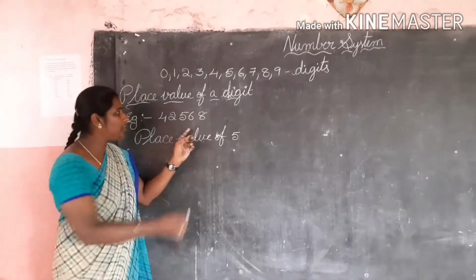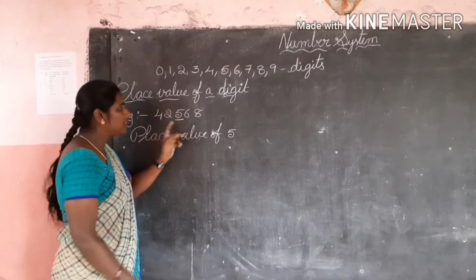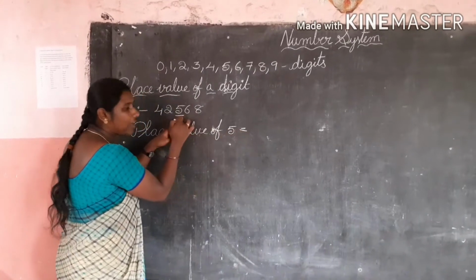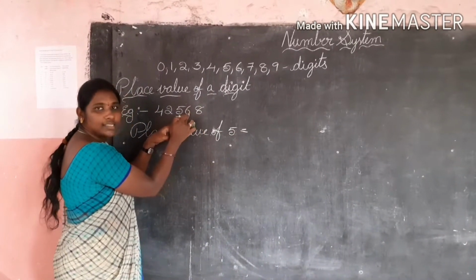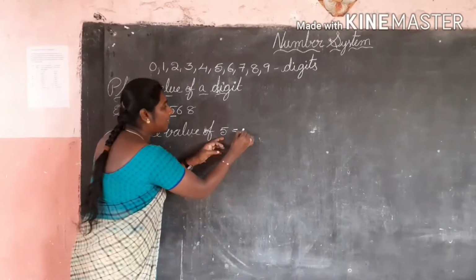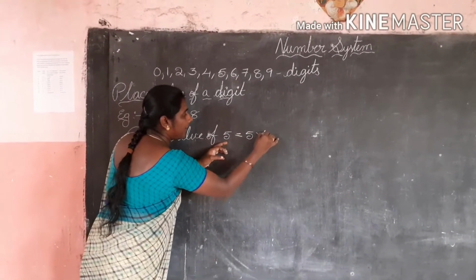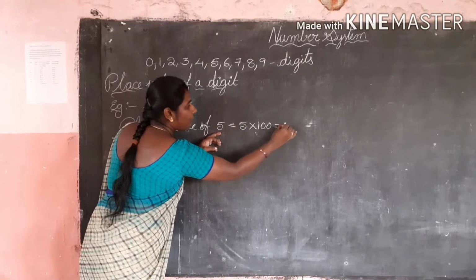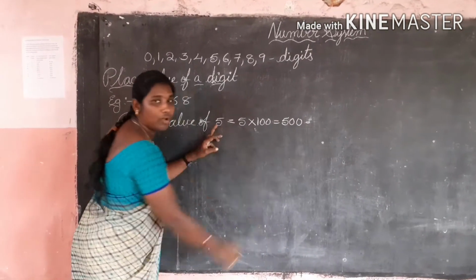Suppose we have to find the place value of 5. The 5 is in the ones, tens, hundreds places. The 5 is in the hundreds place. We multiply the number with 100. 5 into 100 is 500. This is the place value of 5.